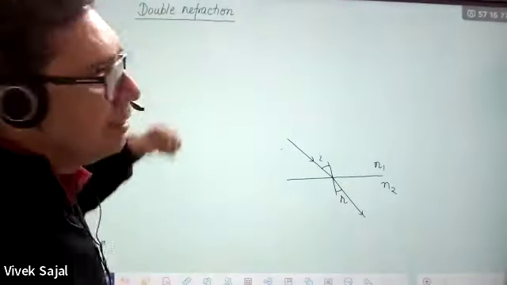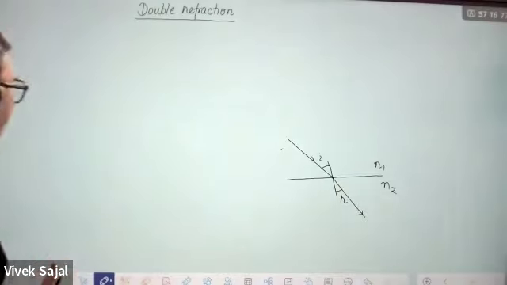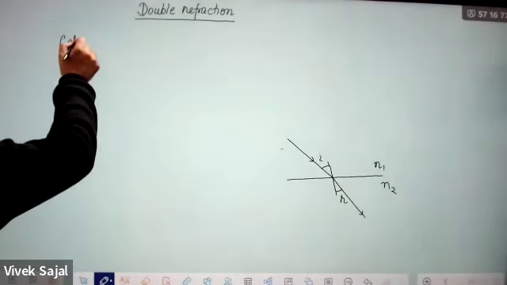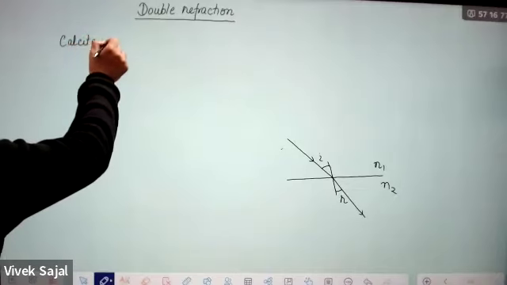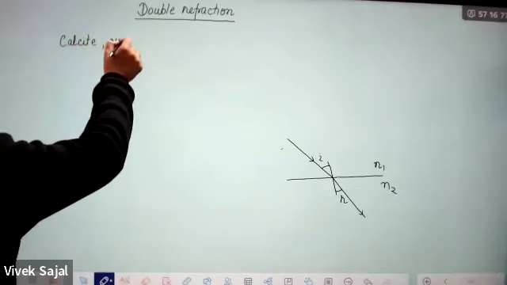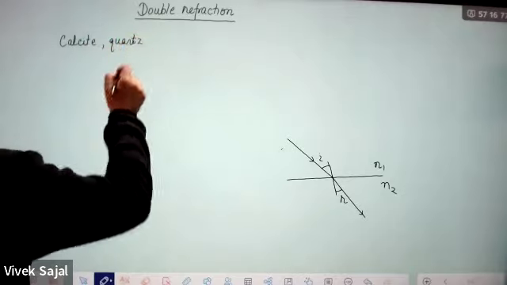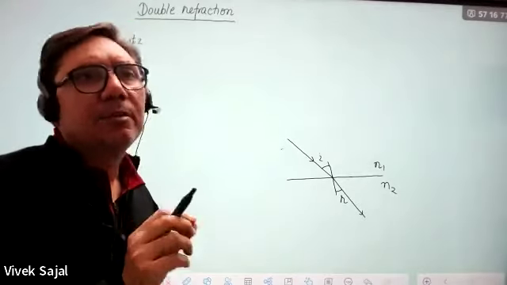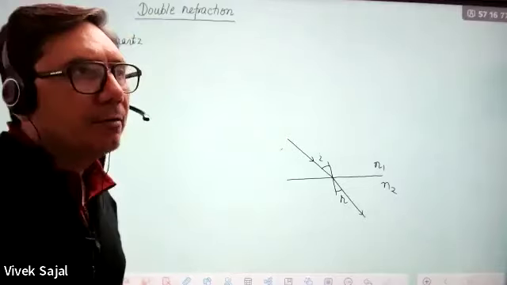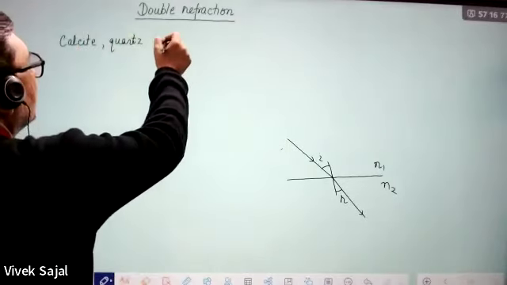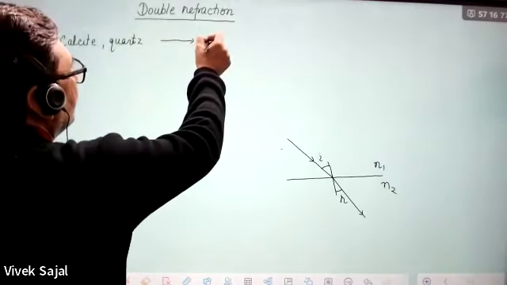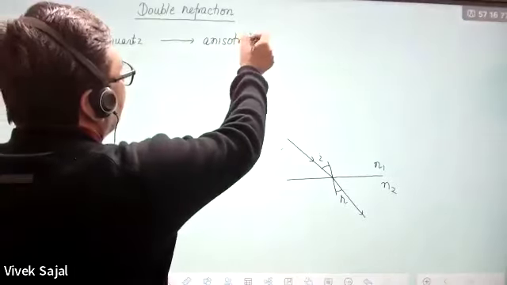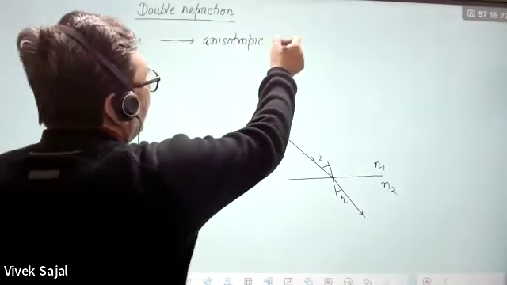Now, what is this double refraction? In the case of double refraction, there are some crystals like calcite, quartz, tourmaline, and topaz. They are known as doubly refracting crystals. They are anisotropic mediums.